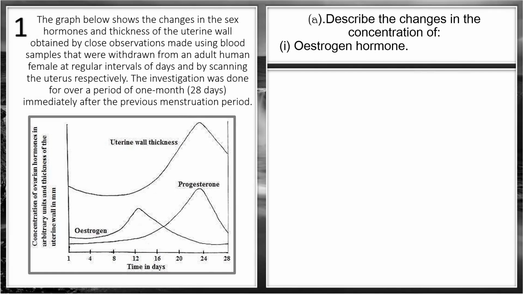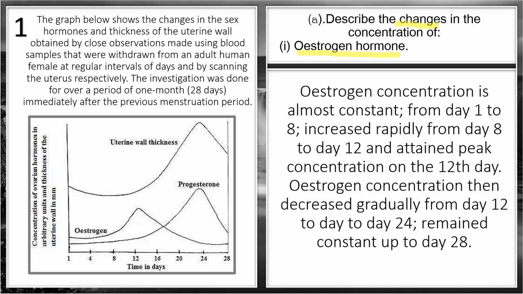Our question: describe the changes in the concentration of estrogen hormone. The estrogen concentration is almost constant from day 1 up to day 8. So when you look from day 1 here up to day 8, the concentration of estrogen is almost constant.